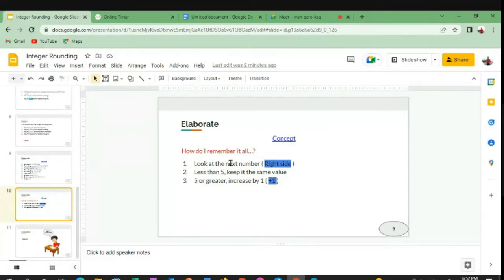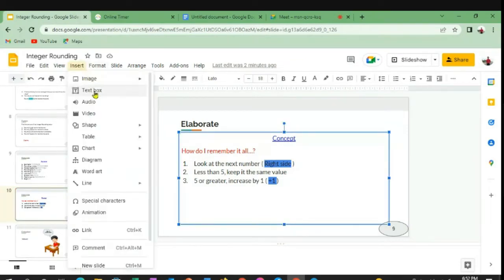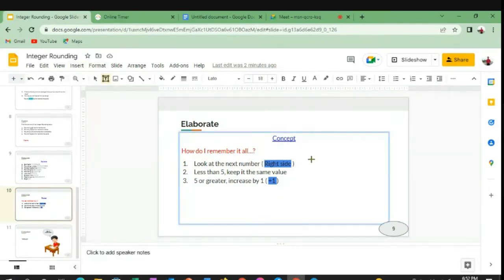First, look at the next number, the number next to the target number. For example, when you round to the nearest 1,000, you have to look at the digit in the hundreds place. When the digit is 5 or more, you round up, and if the digit in the hundreds place is less than 5, you round down.